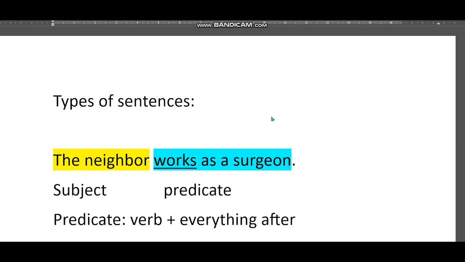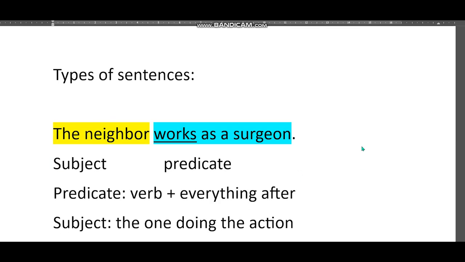But before doing that, let's discuss the definition of a clause. Let's look at this sentence. The neighbor works as a surgeon.